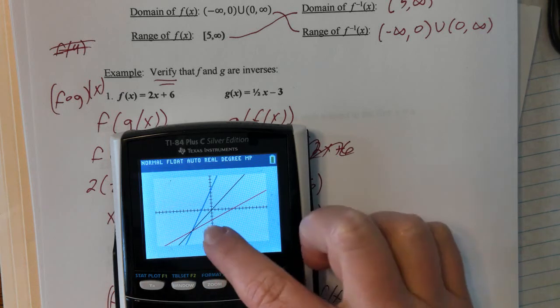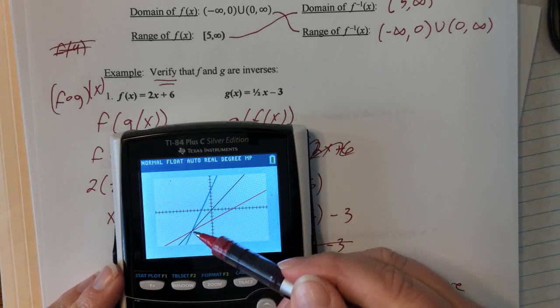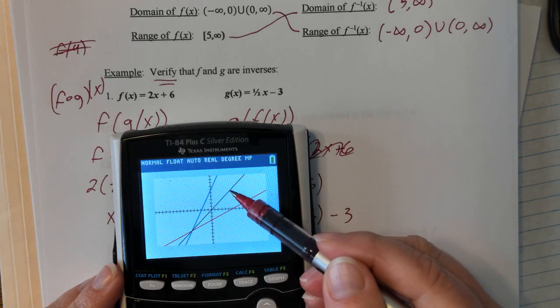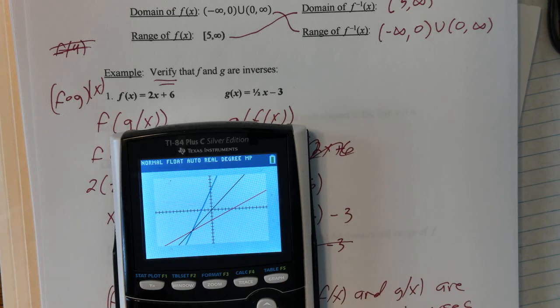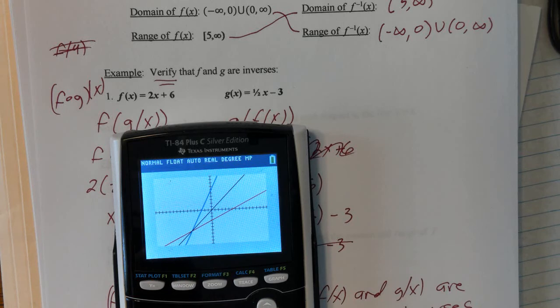Okay, so what happens is this line, this black line I just graphed in the middle here, is the line y equals x. So it goes through (0, 0), (1, 1), (2, 2), (3, 3), (4, 4), (5, 5), etc. because x's and y's are all the same. What happens is when you graph inverses, they end up being mirror images over the line y equals x.